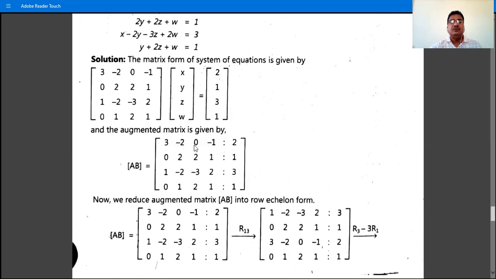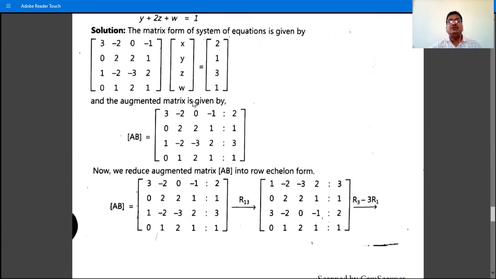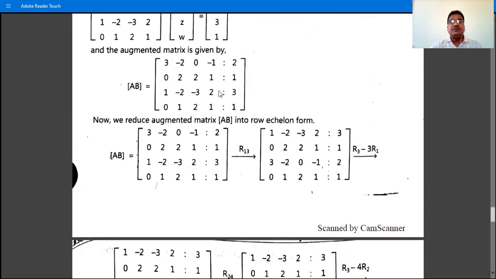And then the matrix is what? 3, minus 2, 0, 1, minus 1. And then 0. This is the matrix A and this is the matrix B, the combination of A and B. This is the matrix A, this is the matrix capital X, and this is the matrix capital B. So this is the augmented matrix. Now we have to solve the system by using Gauss elimination method. So we will reduce the matrix [A|B] to row echelon form.